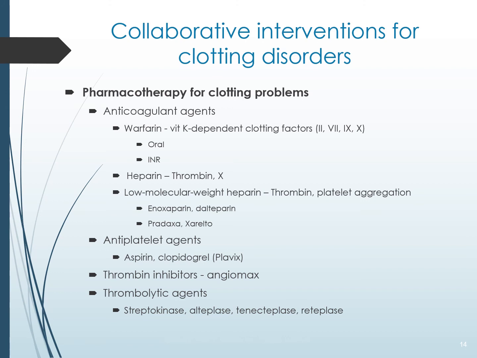People taking warfarin need periodic INR blood tests to determine the adequacy of the anticoagulant therapy and are taught to avoid foods high in vitamin K, such as spinach, that interfere with the action of the drug. Heparin acts by inactivating clotting factors, primarily thrombin and factor Xa. Low molecular weight heparin drugs such as enoxaparin, which is Lovenox, and dalteparin, which is Fragmin, are the most commonly used agents in this category.